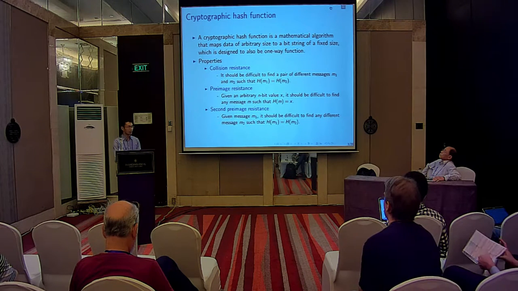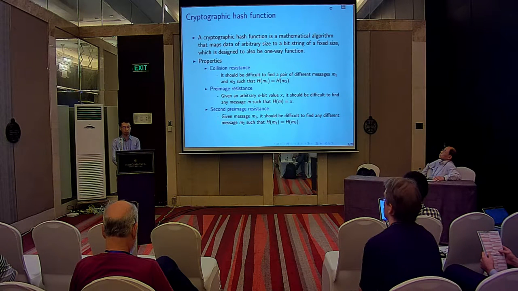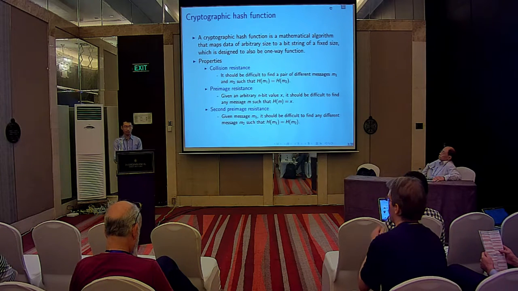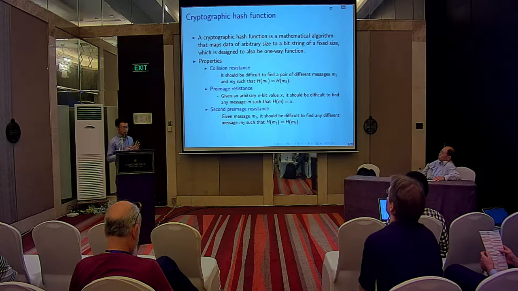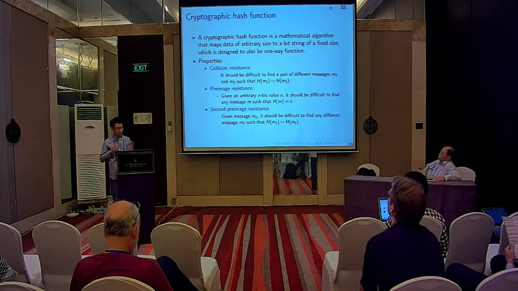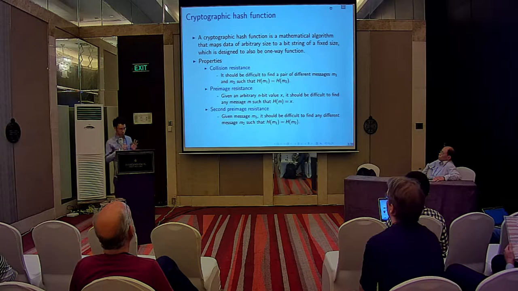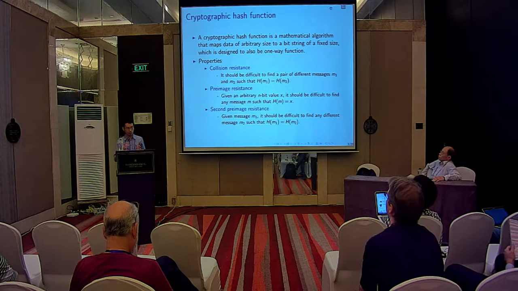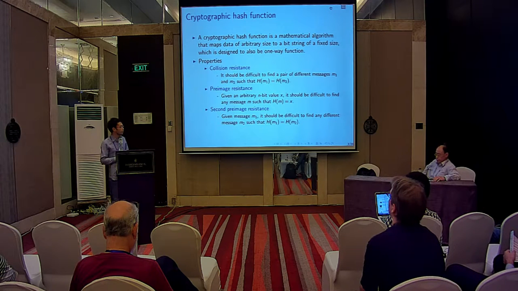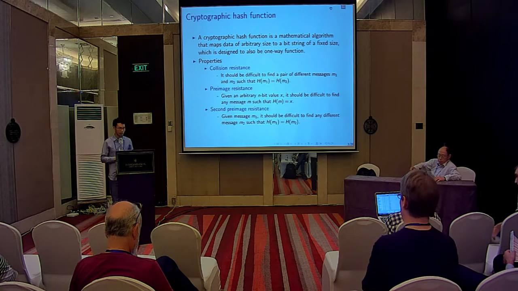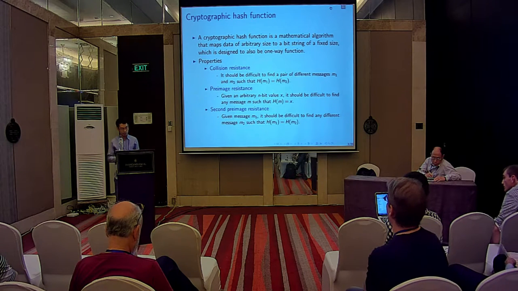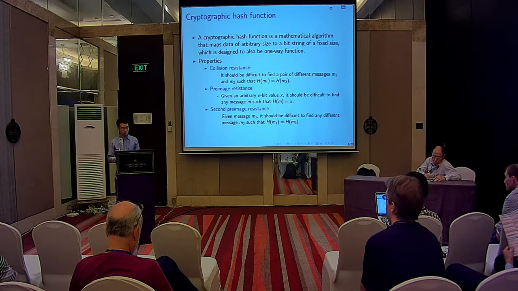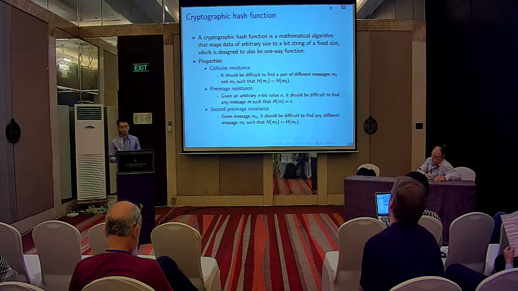Now, let me give some introduction to hash functions. A hash function is a map into a bit string with a fixed size, and this hash function needs to satisfy three properties. The first one is collision resistance, the second one is preimage resistance, and the third one is second preimage resistance.